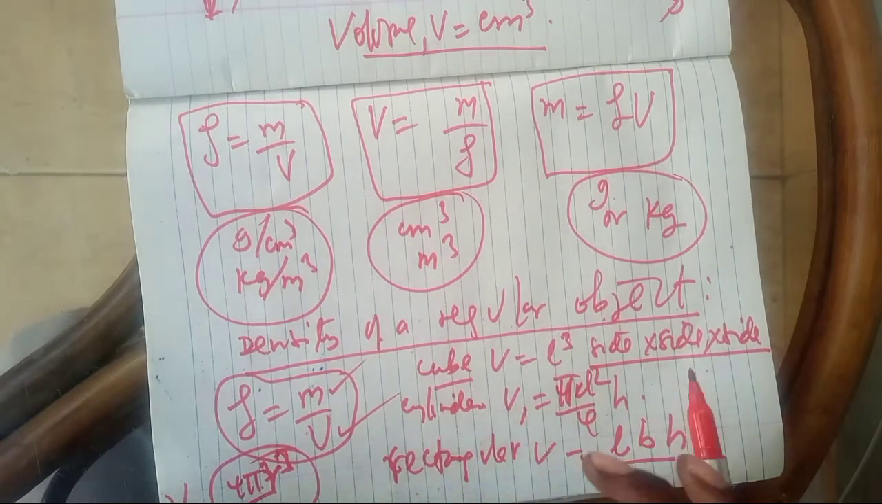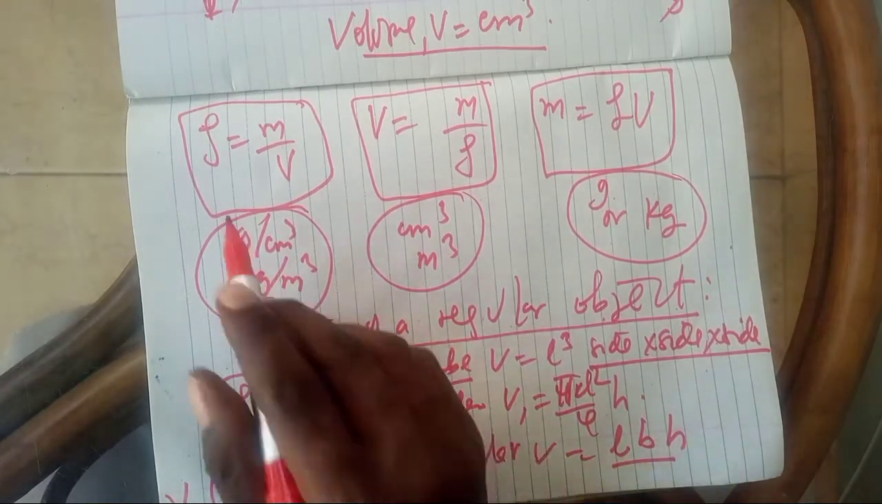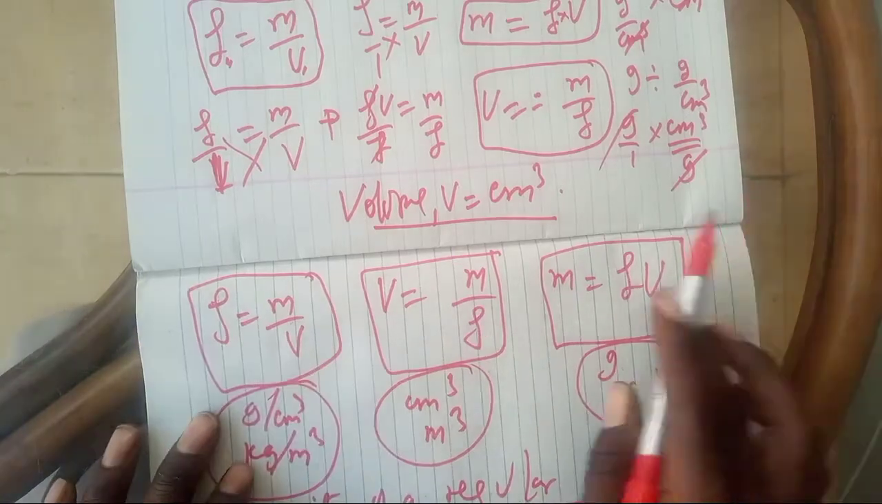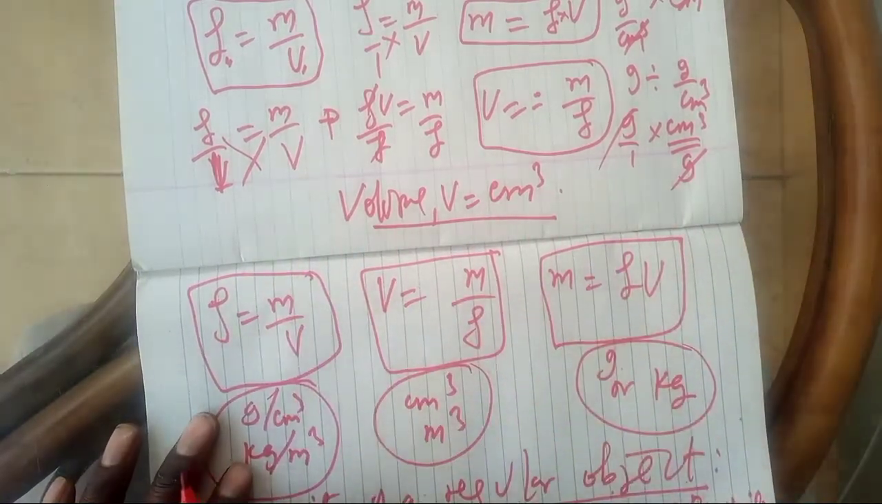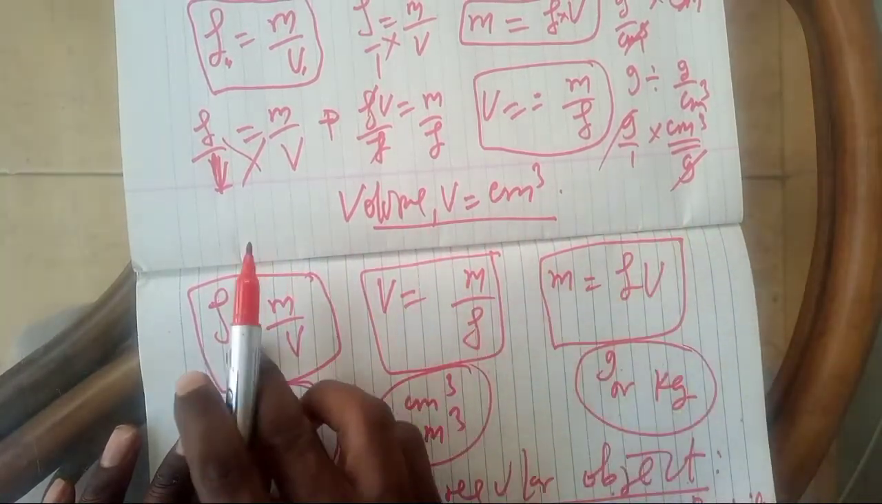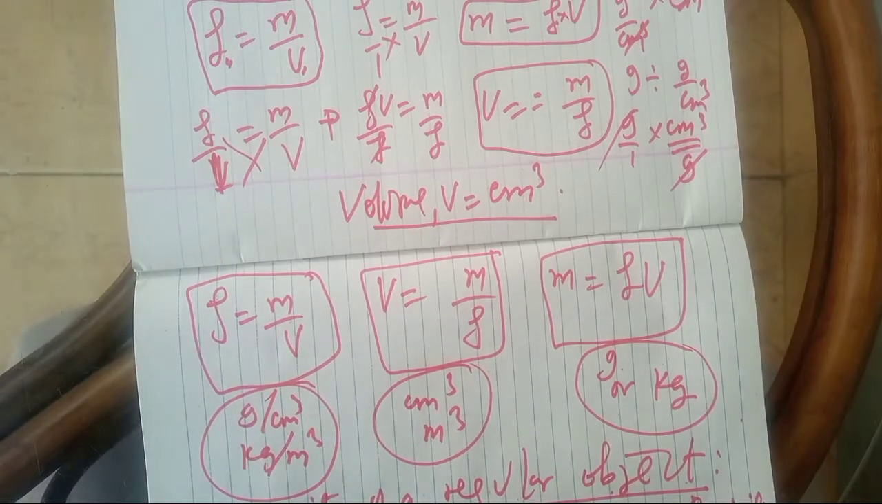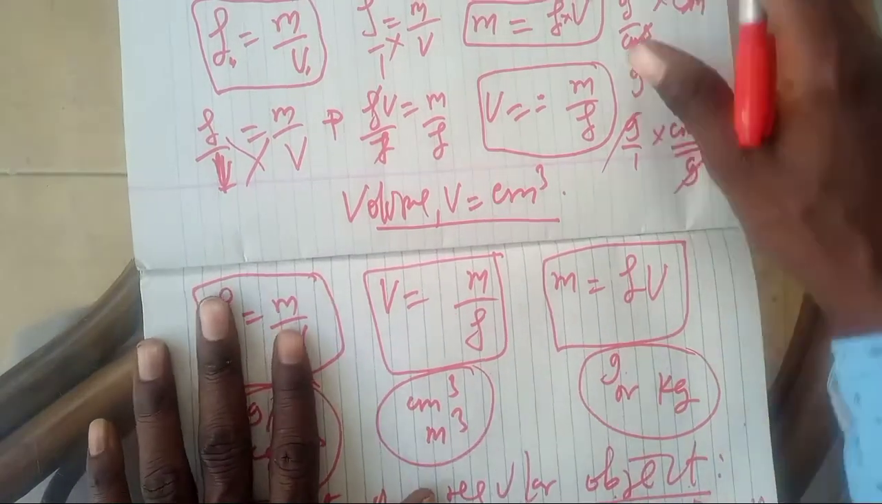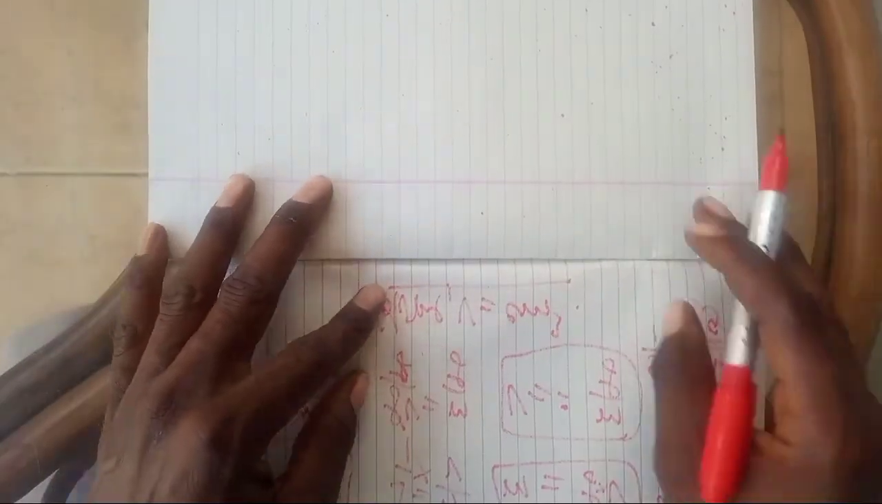So these are the formulas that can be used to determine the volume, the mass, and the density of the regular object, depending on what you've been given. What if now you are talking about the density of an irregular object?